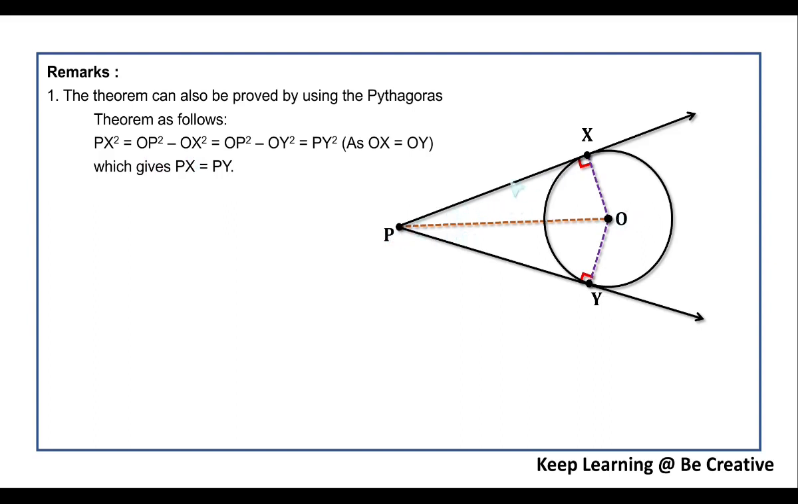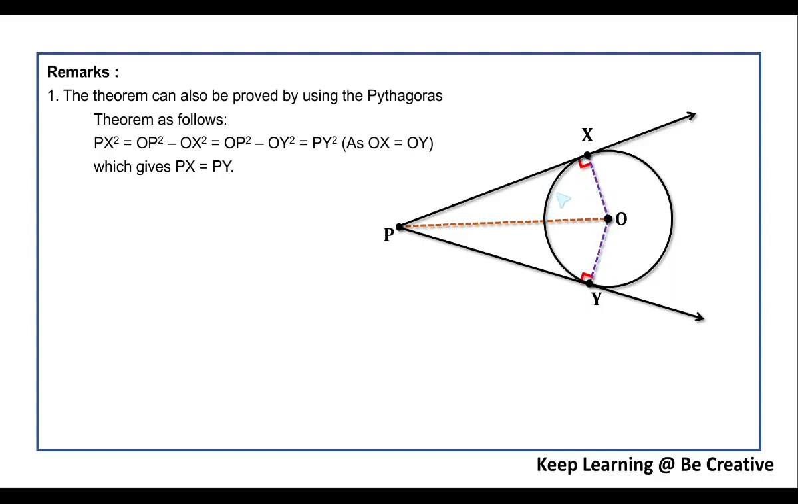This is your PX, which is the length of the tangent. That square is equal to OP square, that is the hypotenuse square, minus OX square. Now here we can replace OX by OY. Why? Because they are the radii of the same circle. Now OP square minus OY square, what does this mean? OP square minus OY square.